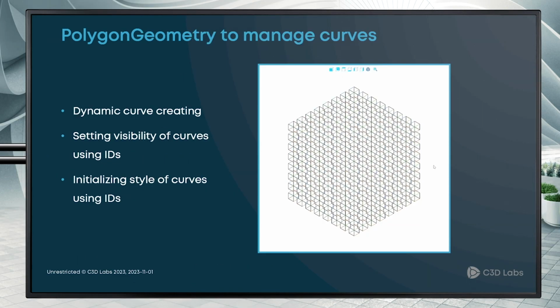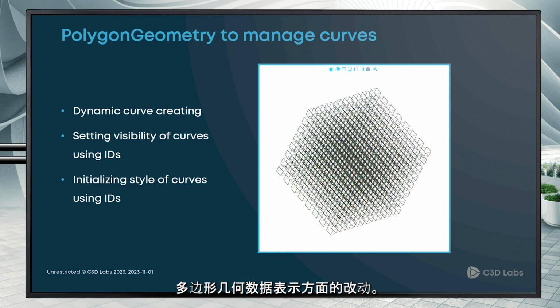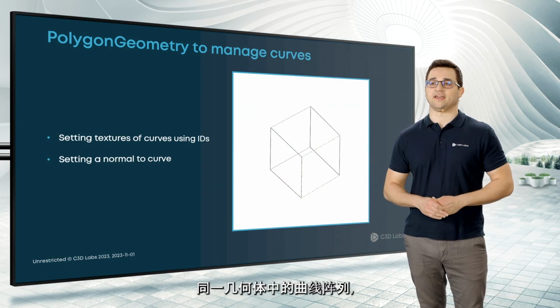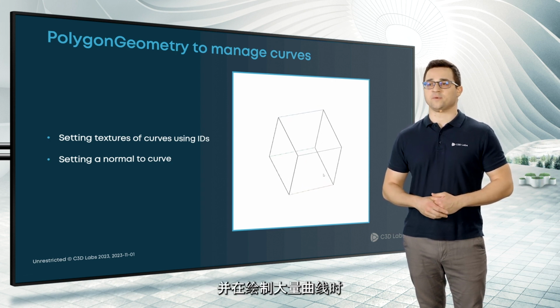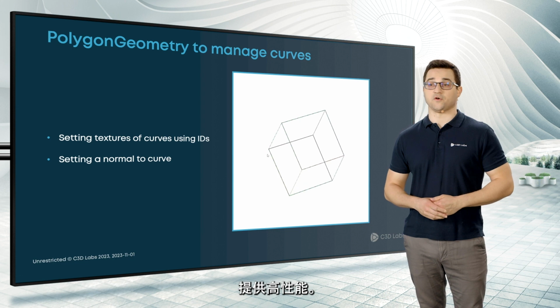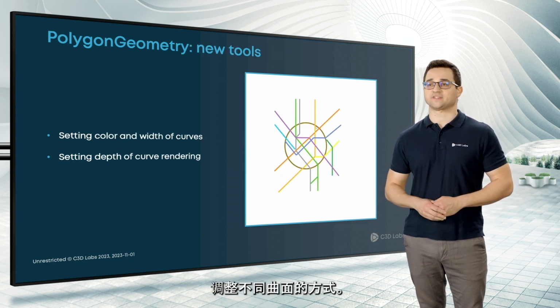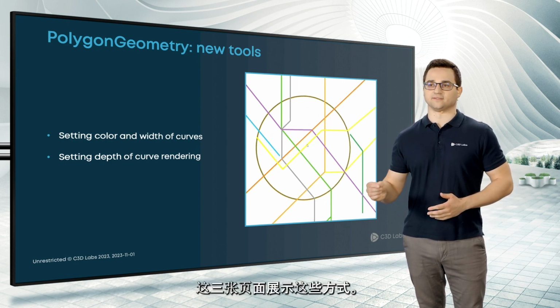Okay, let's move next. The first item of the presentation is changes made to polygonal geometry representation. Let me remind you that this representation is designed to render an array of curves within the same geometry and provides high performance when drawing a large number of curves. The representation has a set of methods that provide managing curves separately and together as well. The next three slides show this set.